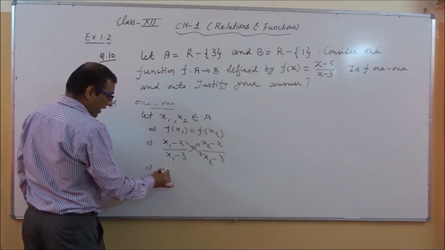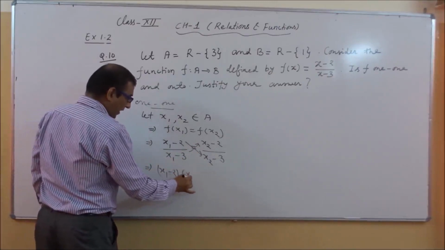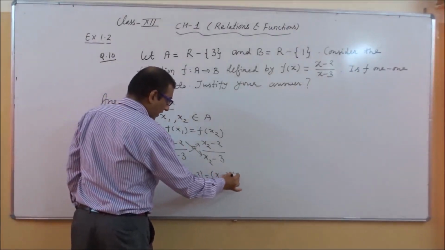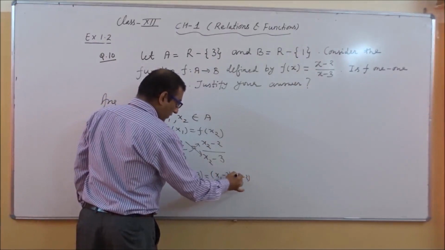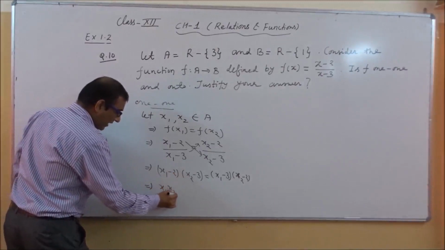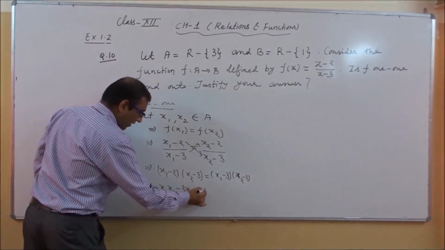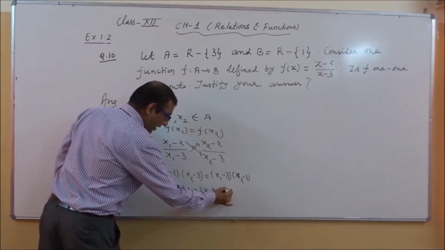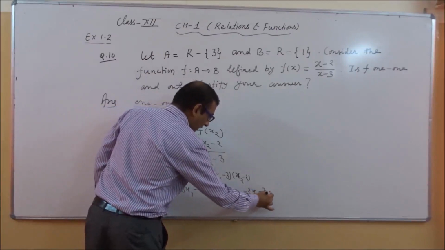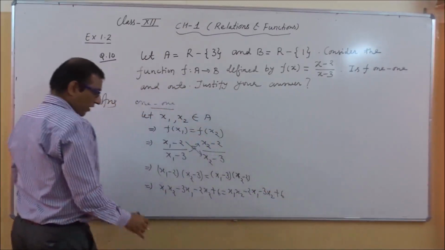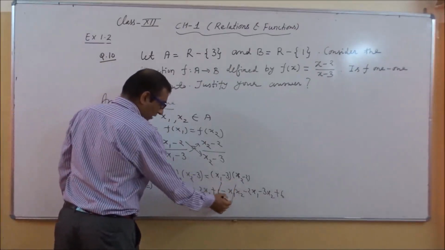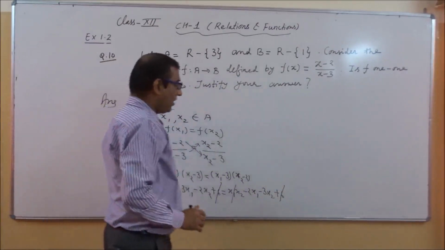So what we will do: (x1 - 2) multiplied by (x2 - 3), and (x1 - 3) multiplied by (x2 - 2). After this we will continue the simple multiplication. x1 multiplied by this, so x1x2 we will get, and here we will get -3x1 - 2x2 + 6, and here we will get x1x2 - 2x1 - 3x2 + 6. So if some cancellation is possible, we will cancel it. x1x2 cancels with x1x2, +6 cancels with +6.